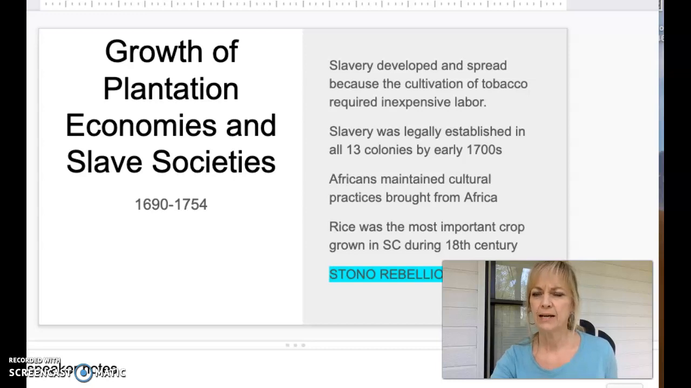Slavery develops and spreads because of the cultivation of tobacco, and it'll be legally established in all of the 13 colonies by the 1700s. Rice is going to be the most important crop in South Carolina during the 18th century. Be sure to know the Stono Rebellion. It was one of the earliest known acts of rebellion. It was slaves living in Charleston who tried to get to Spanish Florida, but it wasn't successful, but sometimes they like to test about that.